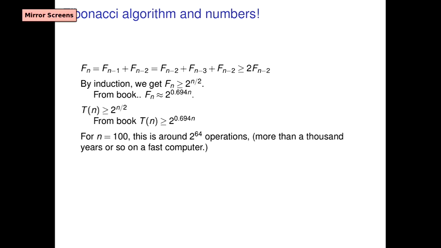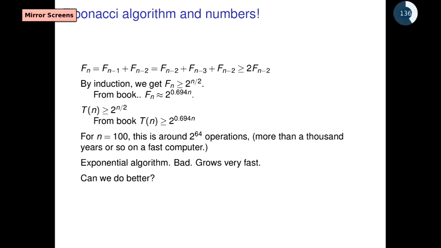So for n equals 100, this is around 2 to the 64 operations, which is more than 1,000 years or so on a fast computer. So this algorithm, I think technically you would say it sucks, right? It's terrible. It's a nice illustration of recursion, but it's a terrible algorithm. Okay. Can we do better?